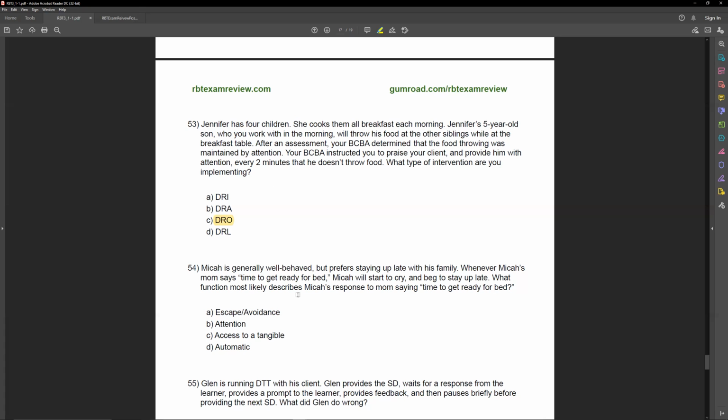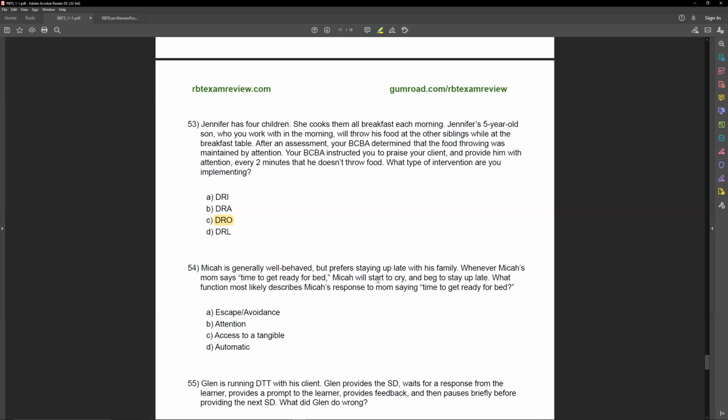54, Micah is generally well-behaved, but prefers staying up late with his family. Whenever Micah's mom says time to get ready for bed, Micah will start to cry and beg to stay up late. What function most likely describes Micah's response to mom saying time to get ready for bed? Okay, what are our functions?